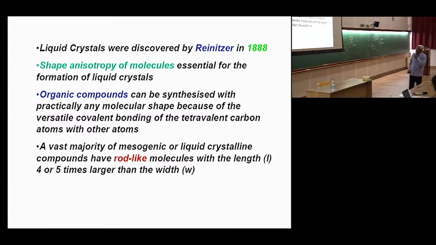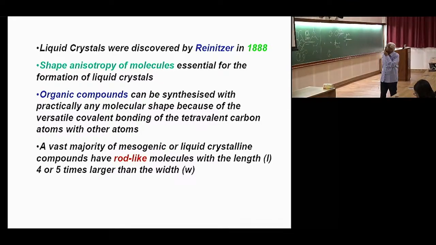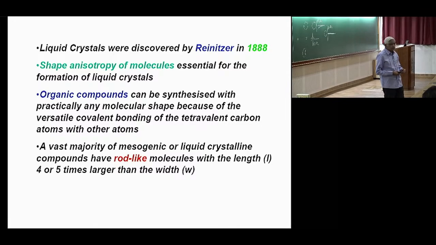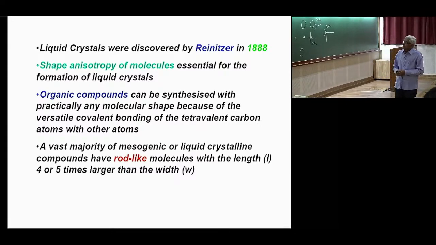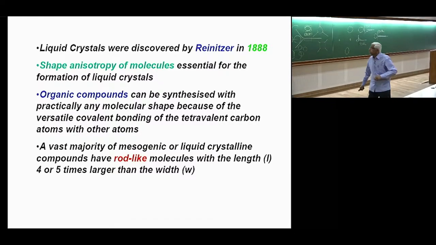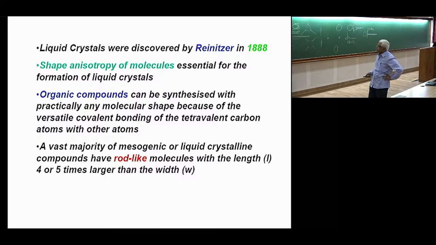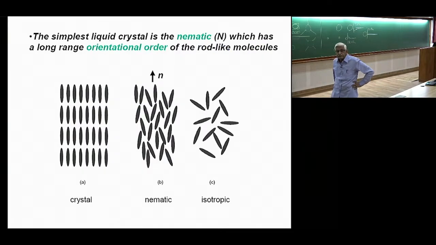Shape anisotropy of organic molecules is essential for the formation of these thermotropic liquid crystals. Of course, organic compounds can be synthesized in any shape. The chemists are extremely clever. And a vast majority of mesogenic or liquid crystals, in fact, mesogenic also means those which form liquid crystals, most of them have rod-like molecules with a length about 4 to 5 times longer than the width.